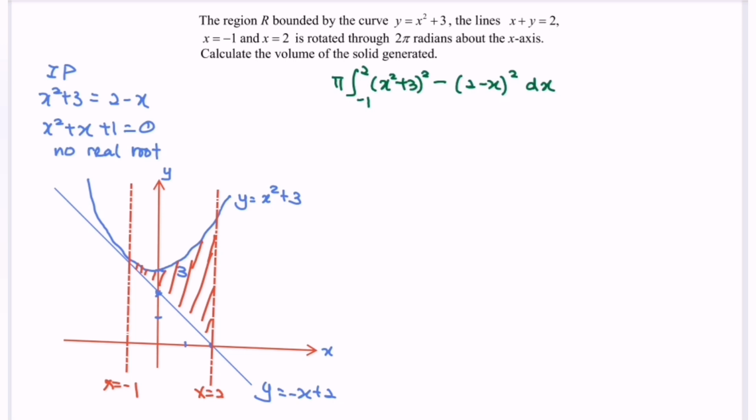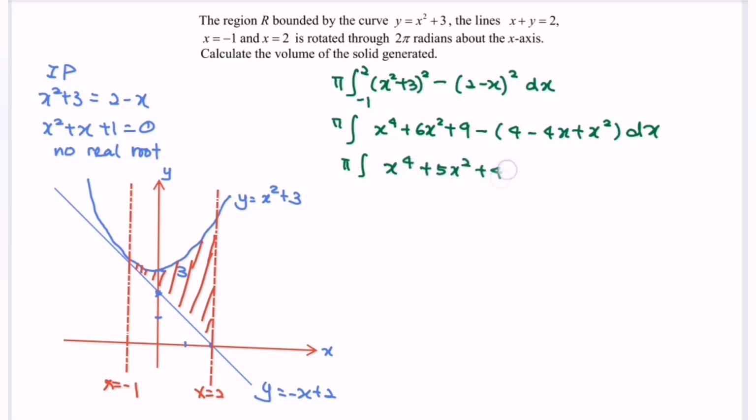Continue. My suggestion is to expand the situation. So we have pi integrate x to the power 4 plus 6x squared plus 9 minus bracket 4 minus 4x plus x squared. Kindly simplify. So we have pi integrate x to the power 4 plus 5x squared plus 4x plus 5 with respect to x, from -1 until 2.